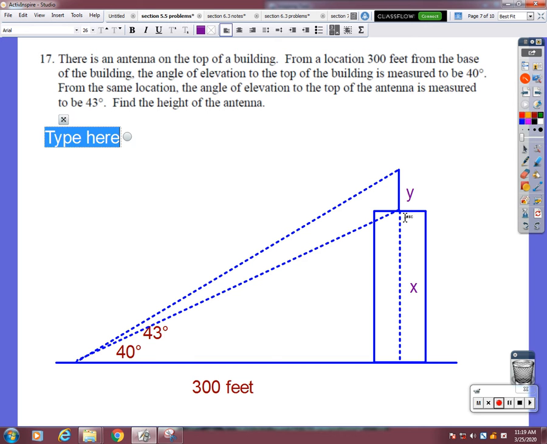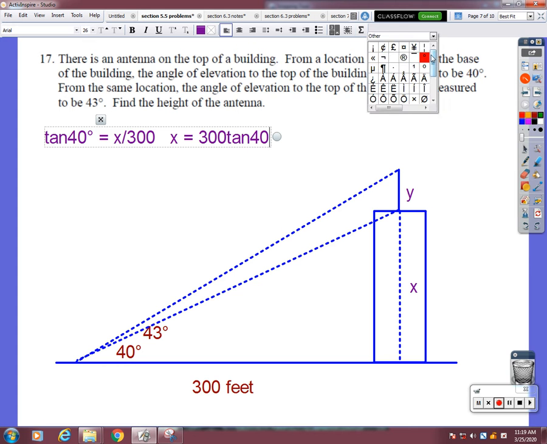Again, I'm going to use tangent, which is pretty commonly what you use in the air quotes real world, because usually you know the two legs of the right triangle. It's pretty hard to measure the hypotenuse. So I'm going to say the tangent of 40 degrees is equal to the opposite side, which is x, divided by 300, which means that x is equal to 300 tangent of 40.